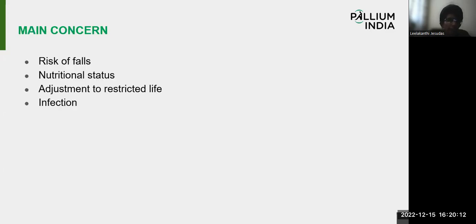Next slide. So the main concern was the risk of falls and his nutritional status, because he is a person who was doing everything on his own. So it was difficult for him to think of being fed with an NG tube, and to have an adjustment to a restricted life, and also infection because of this fistula.